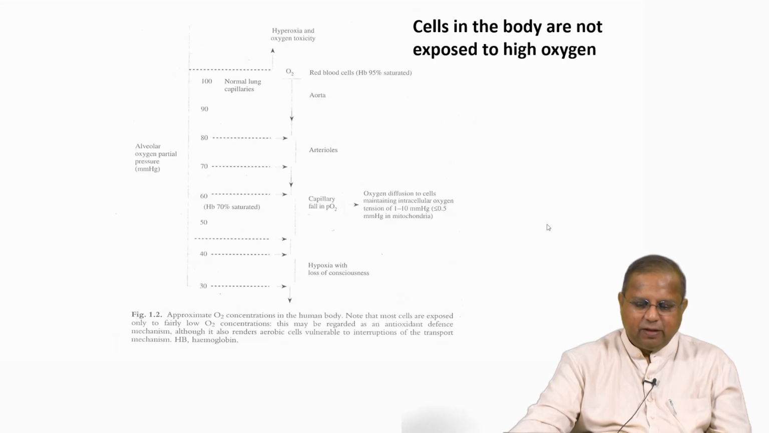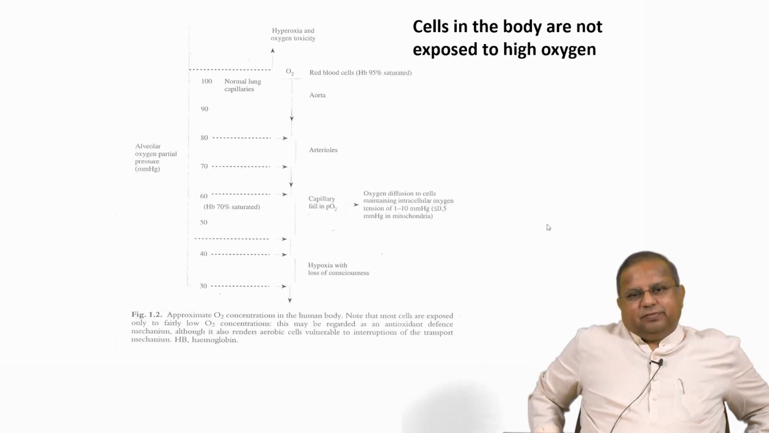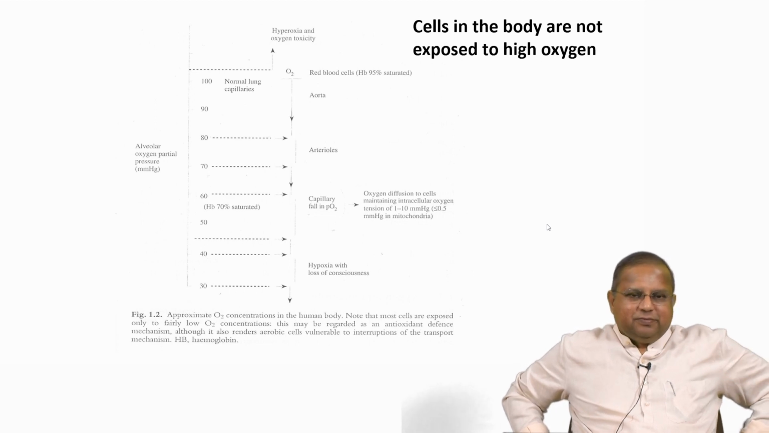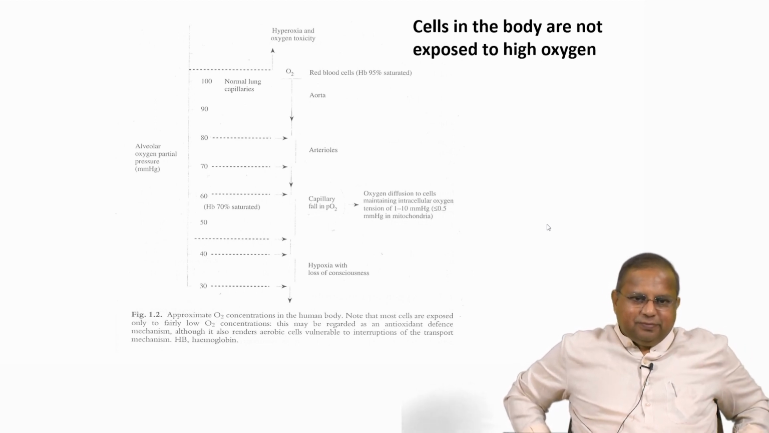Okay. Any questions so far? Then we will get to specifics from now on, a little more specifics. How did we develop antioxidant bodies to resist oxygen changes?